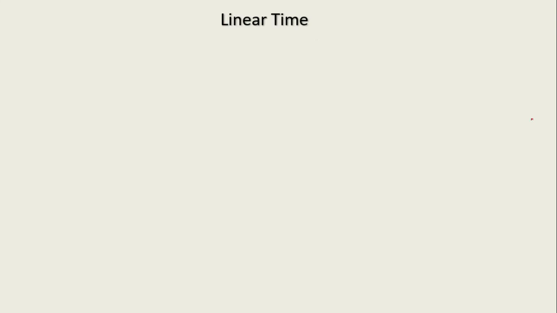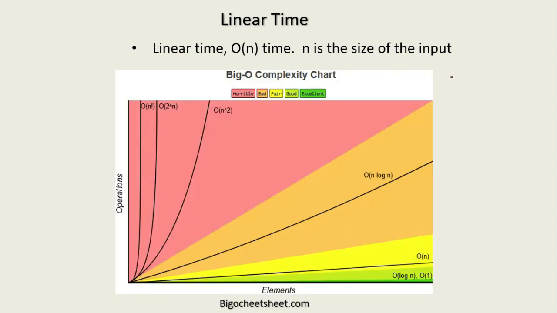Now let's see linear time. Linear time can be expressed as O(n) or O of n. n is the size of the input. Let's see the Big O complexity chart for linear time. It looks like this.